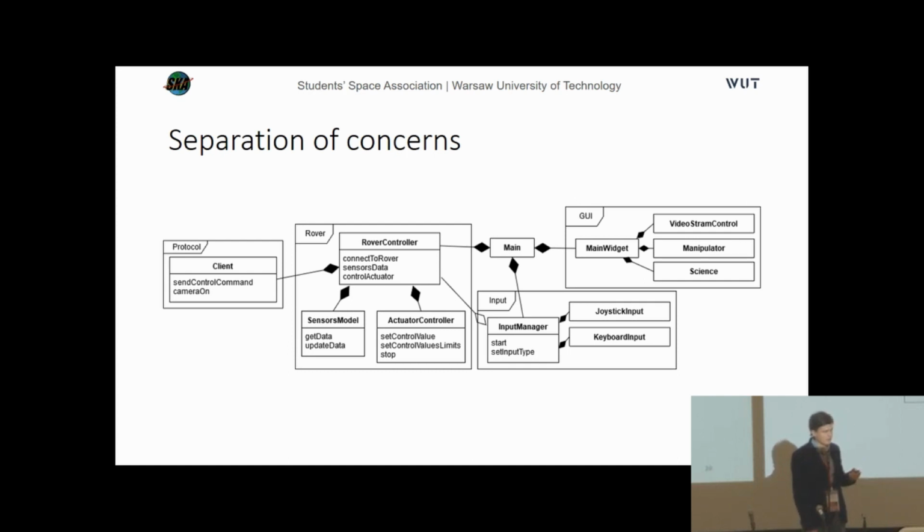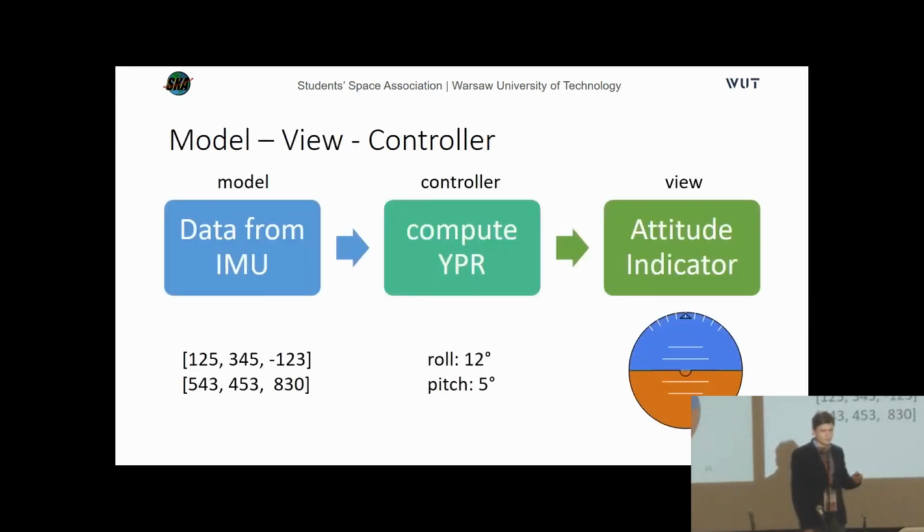As you can see, part of the rover module is the sensors model. This is part of our model view controller approach. So we have a model that stores data from sensors, for example, from the IMU, which gives us 2 vectors. One is from the accelerometer and one from the gyroscope. It allows us to compute the tilt of the rover, but 2 vectors don't give the operator almost any information. So on the level of the controller that controls the flow of the data, we compute the roll and pitch, 2 angles showing how the rover is tilted, and then in the view we represent that using an attitude indicator.